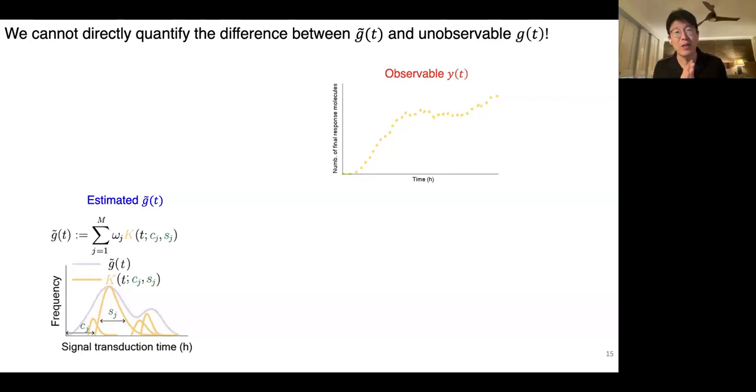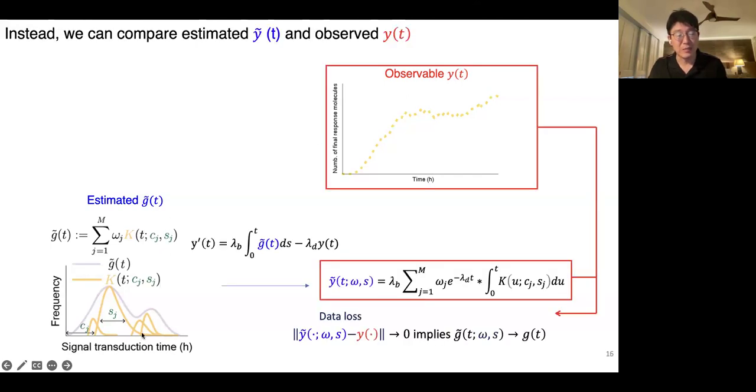One simple way is, if we know the true distribution G(t), we can compare the estimate G tilde(t) and G(t), but unfortunately G(t) is unknown. We only observe Y(t). So what we have to do is, from this estimated G tilde(t), we solve this integro-differential equation, and the solution of this equation we call Y tilde(t).